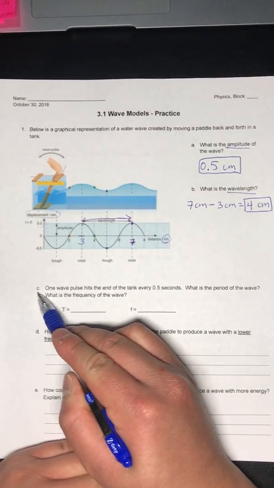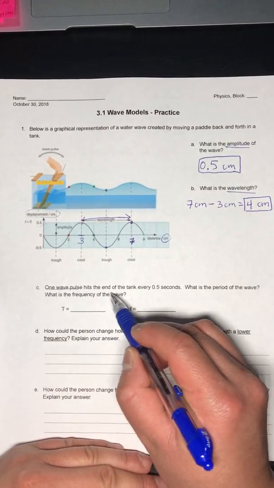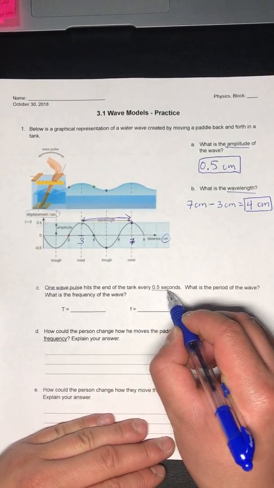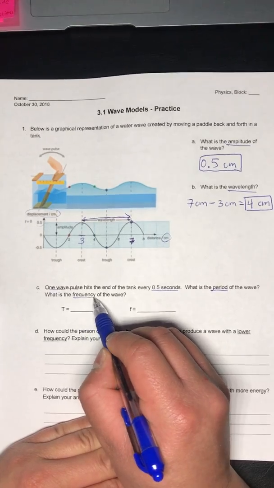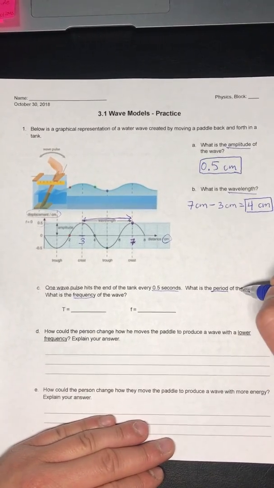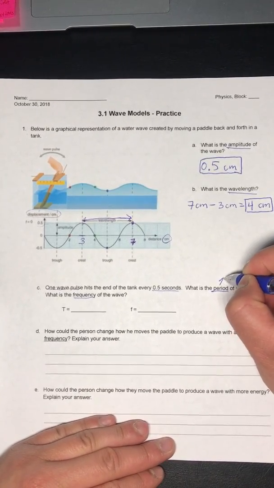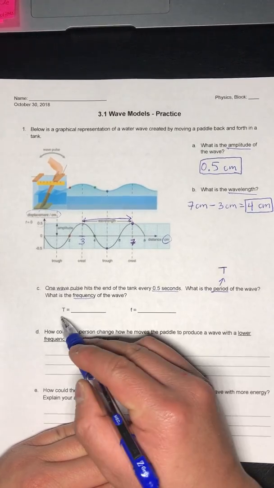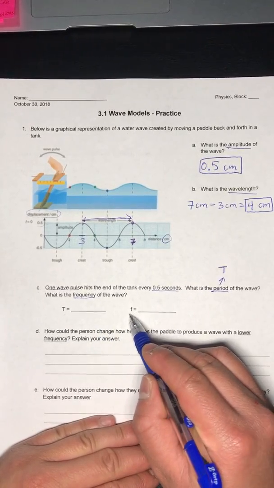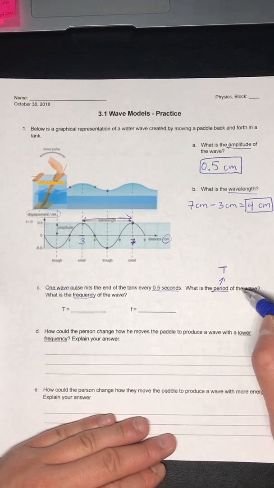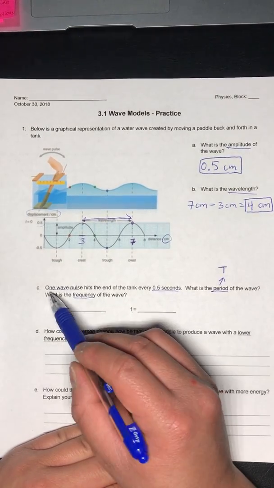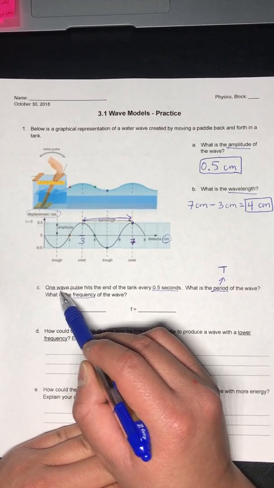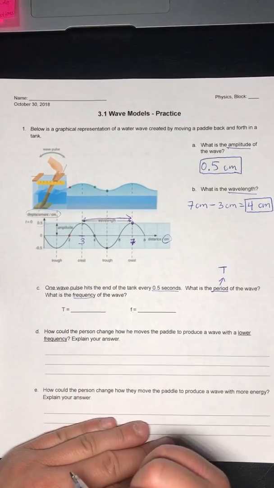Part C. One wave pulse hits the end of the tank every 0.5 seconds. What is the period of the wave? What is the frequency of the wave? Let's start with the period of the wave. Remember, period is represented by capital T, and frequency is lowercase f. Period is how much time it takes to complete one wave pulse, one wave vibration. Pulse and vibration mean the same thing.